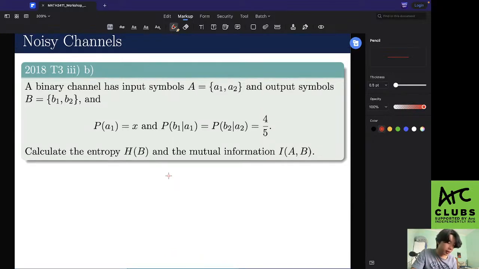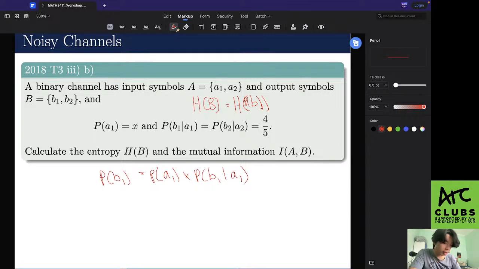Now, we want to calculate the entropy of B and the mutual information. So, how might we calculate the entropy of B? Well, since H of B is just H of any symbol in B, we might use that fact to find out what the probability of B is. And the probability of B1 would just be the probability that we sent out an A1 multiplied by the probability we receive a B1 given we just sent out an A1, right?